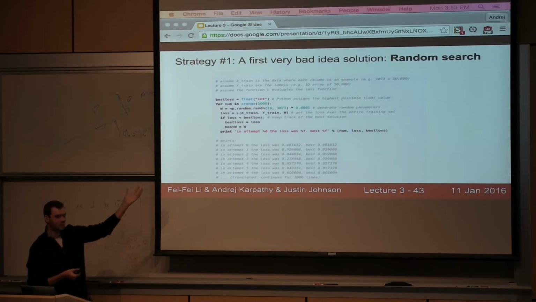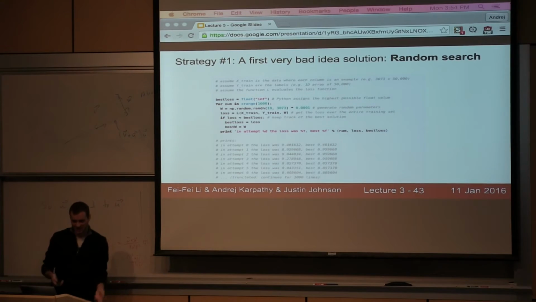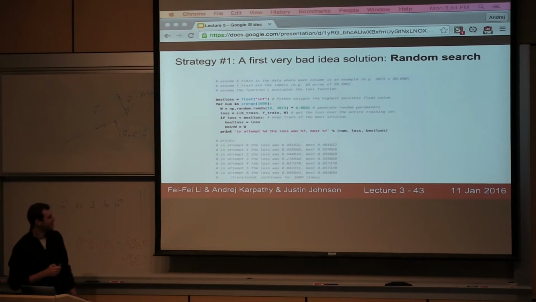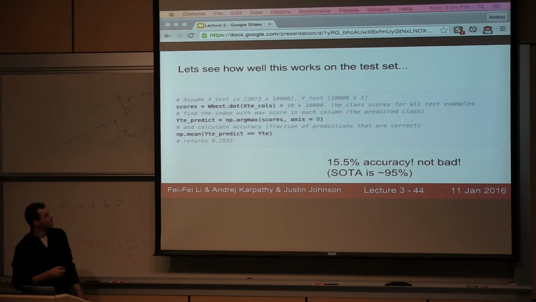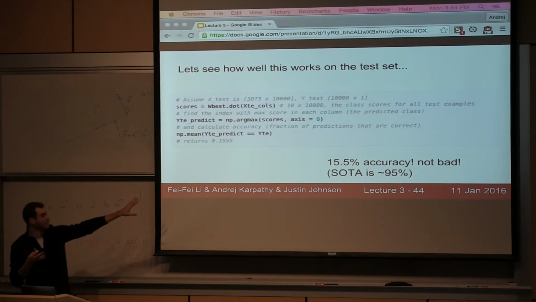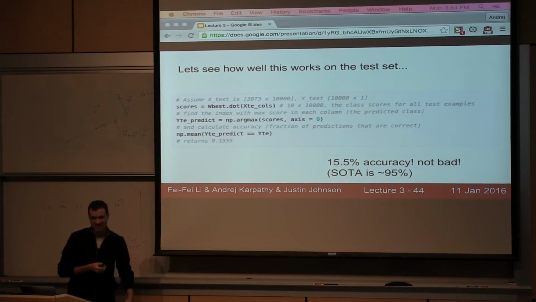And I can just keep track of the w that works best. Okay? So that's an amazing process of optimization of guess and check. And it turns out if you do this, I think I tried 1,000 times. If you do this 1,000 times and you take the best w you found at random and you run it on your CIFAR-10 test data, you end up with about 15.5% accuracy.